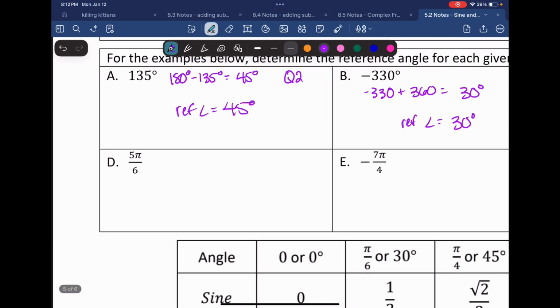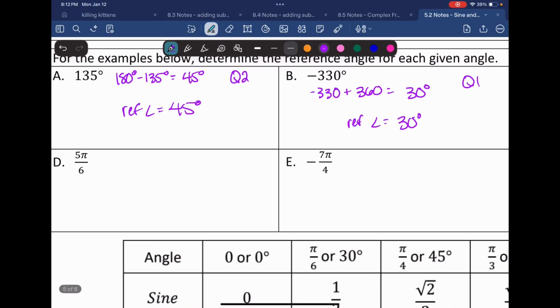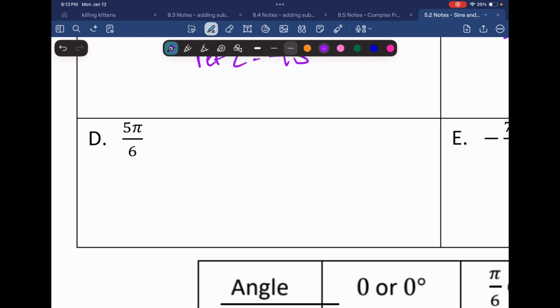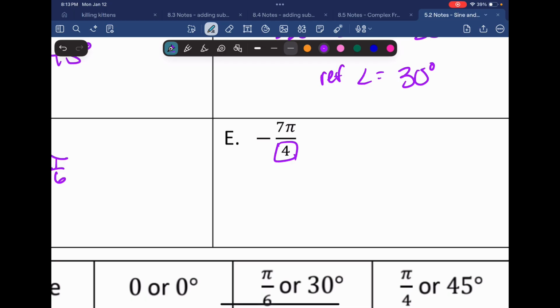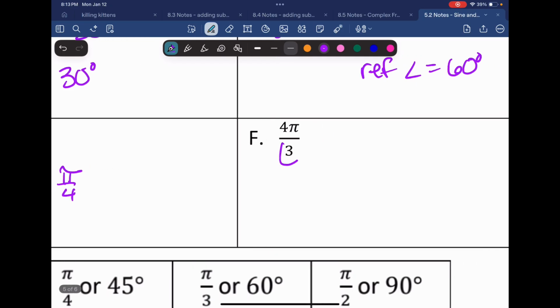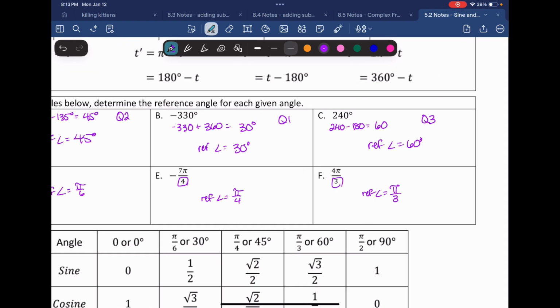And as far as your radians go, because of the special angles, if you have an over 6, your reference angle is pi over 6. If you have a 4, your reference angle is pi over 4. If you have a 3, your reference angle is pi over 3. So your special angles in radians are pretty straightforward.